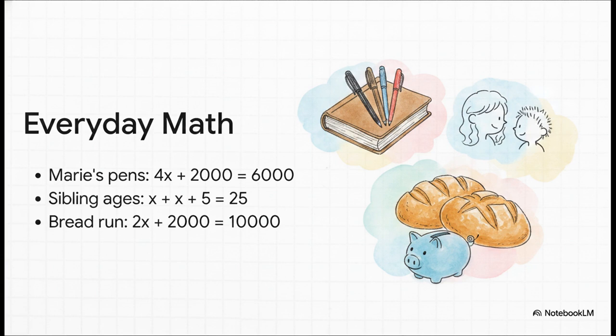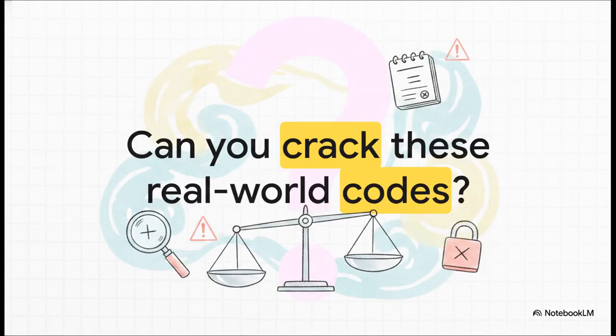Finally, let's look at the bread run. You go to the store with 10,000 reals, you buy 2 breads, and you have 2,000 reals left over. The 2 breads, which is 2x, plus the 2,000 left over equals your starting 10,000. So 2x plus 2,000 equals 10,000. You see, math really isn't hard when you know the rules.